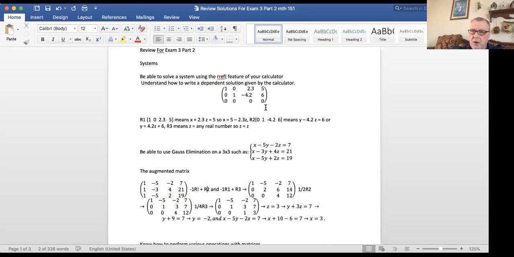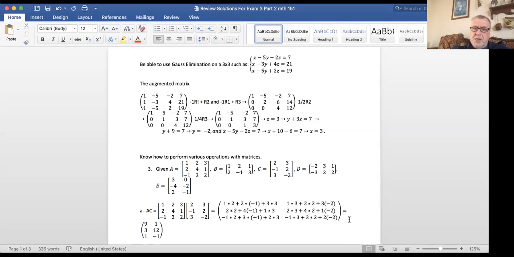Now, just like up here, that second row says y plus 3z equals 7. Since we found out that z is 3, we plug it in and get y plus 9 equals 7. Subtract 9 from both sides and get -2. The first row means x minus 5y minus 2z equals 7. So we plug 3 in for z and -2 in for y, and we end up with x equaling 3. So our solution is x equals 3, y equals -2, and z equals 3.